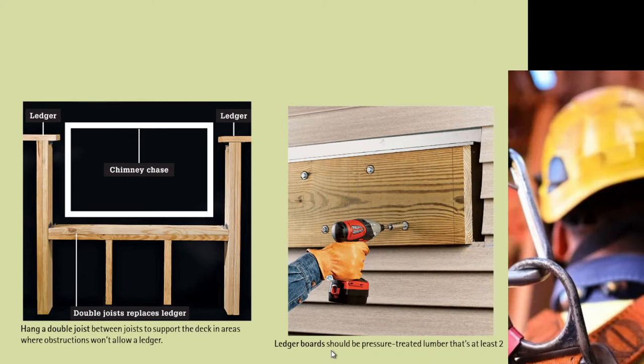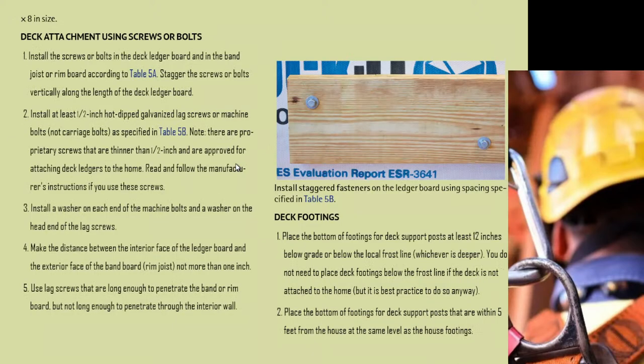So the ledger board should be a pressure treated lumber that's at least 2 inches thick. Again, ledger boards are like this one. These are the ledger boards. For deck attachment using screws or bolts, install staggered fasteners, staggered holes. That is for the board.